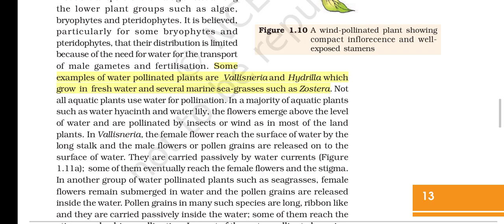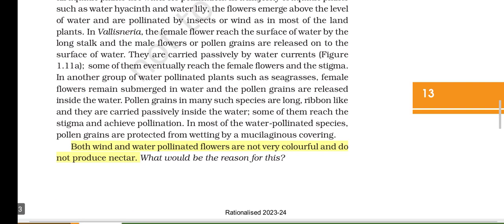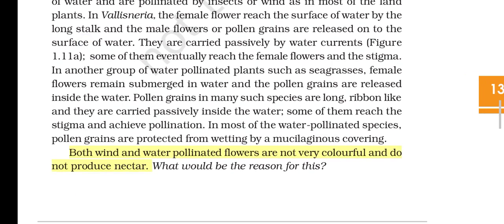In another group of water-pollinated plants such as sea grasses, female flowers remain submerged in water and the pollen grains are released inside the water. Pollen grains in many such species are long, ribbon-like and they are carried passively inside the water. Some of them reach the stigma and achieve pollination. In most of the water-pollinated species, pollen grains are protected from wetting by a mucilaginous covering. Both wind and water pollinated flowers are not very colorful and do not produce nectar. What would be the reason for this?